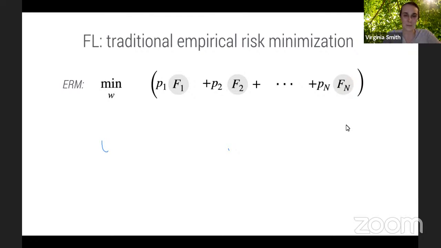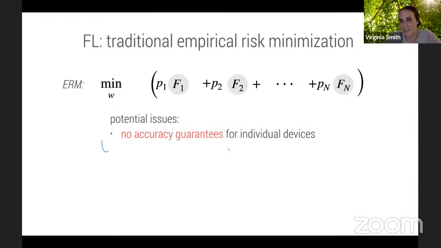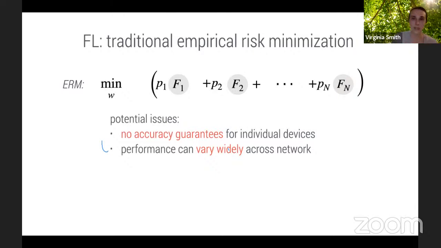And what potential issues might you have if you try to fit this objective to data that's distributed over a very heterogeneous network of devices? Well, one issue is that because you're just minimizing the average performance, there's no real accuracy guarantee for individual devices in the network. And so what you might see is that while you perform well on average, the performance might vary widely. So you might perform well on average, but by doing quite well on some devices and very poorly on other devices. Okay, and from a quality of service point of view, these are cases that we want to try to prevent in practice, right?